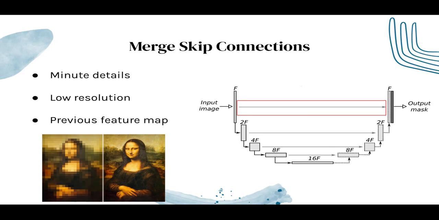To fix this, we use merge skip connections, which basically allow the model to use previous feature maps, as can be seen from the arrow in our UNet here, to preserve some of the more minute details. By doing this, our feature map should be accurate down to the pixel instead of just being an inaccurate guess that has a pretty big margin of error.